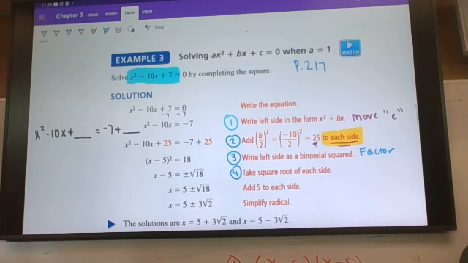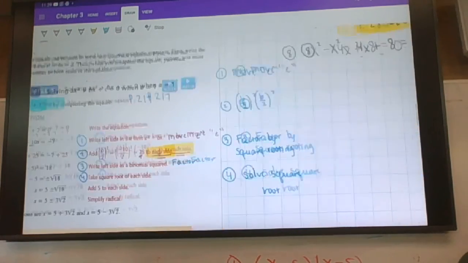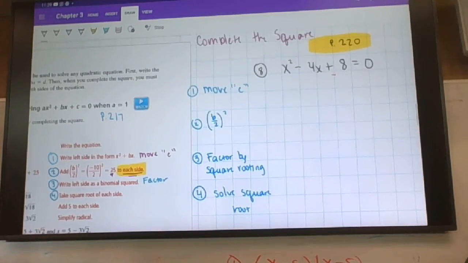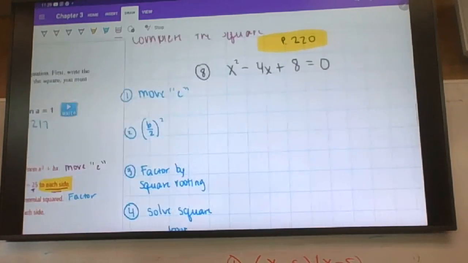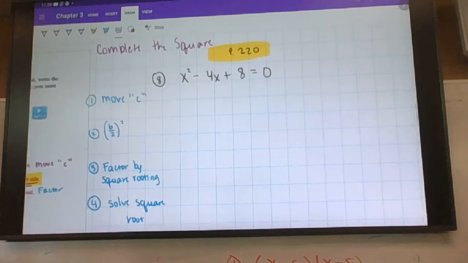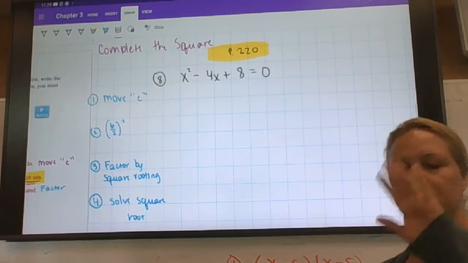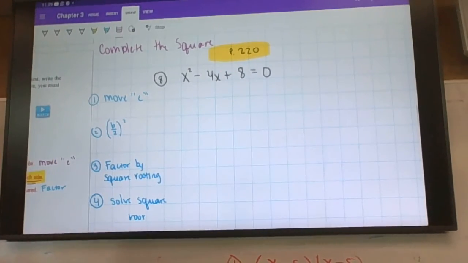Ready to try it? The problem we're going to try together is on page 220. It's a huge gray page. We're going to do the first one, number 8. And then actually I'm leaving the rest of class for you guys to do the homework assignment. So we're just doing this one problem and I'm going to launch into that assignment. So please do this one. Page 220, number 8.